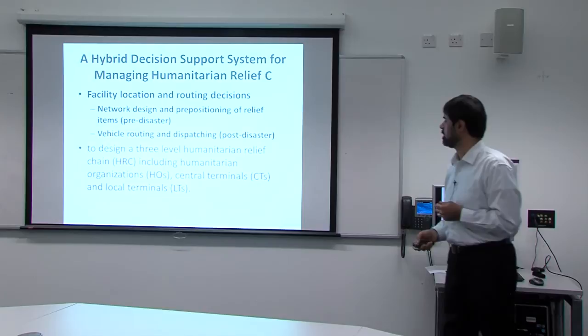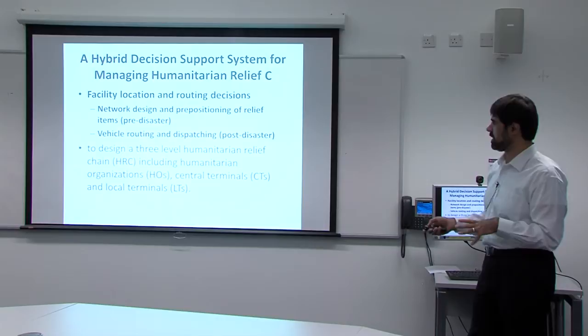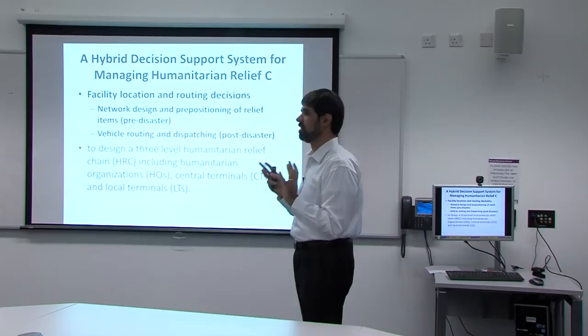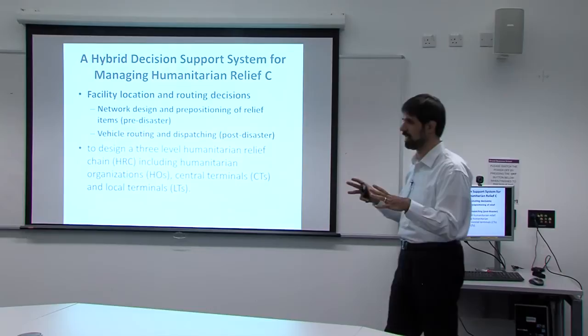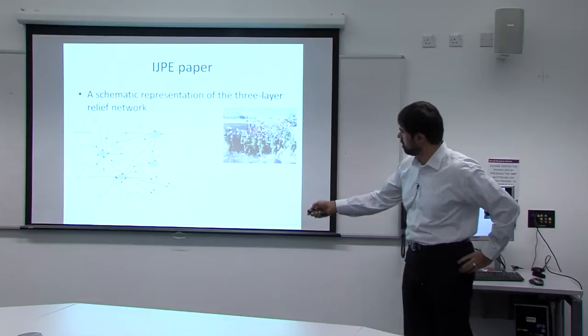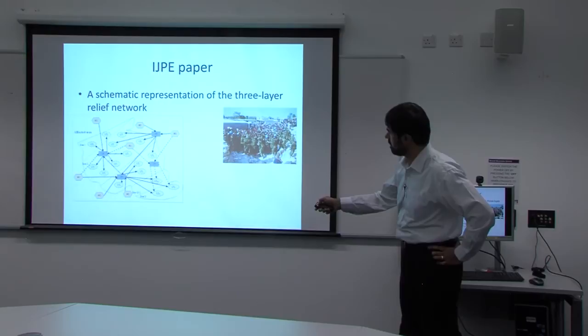We considered a three-layer relief network, including humanitarian organizations who are sending relief items, like the United Nations, the International Federation of Red Cross, or other organizations from around the country. So we have a number of humanitarian organizations and a number of central terminals which receive these items and then distribute them to local terminals. We have humanitarian organizations who send their items to central terminals, and from central terminals they are distributed to local terminals, and from local terminals to the affected people.